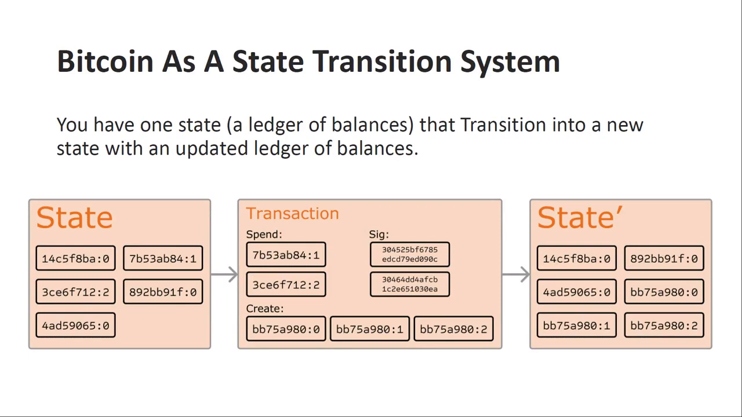Next, Bitcoin as a state transition system. So here you can see we have a state, and after a transaction it becomes another state. So it's called a state transition system, where you can have one state that is called a ledger of balances that can transition into a new state with an updated ledger of balances.